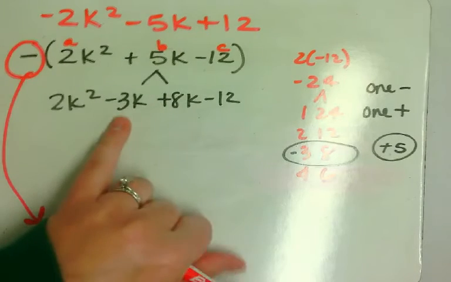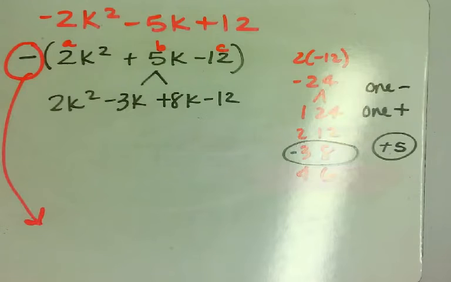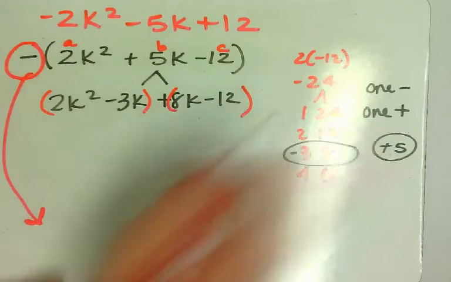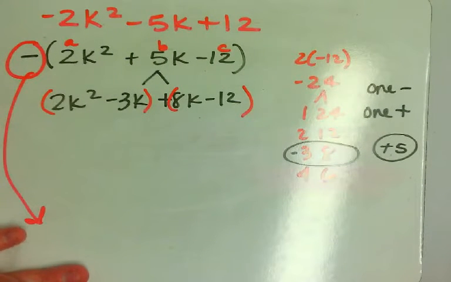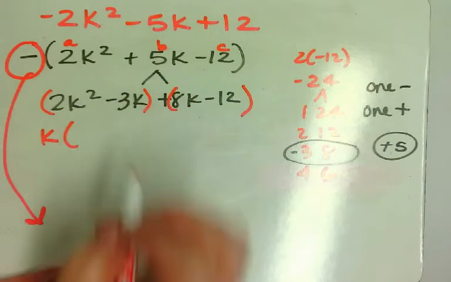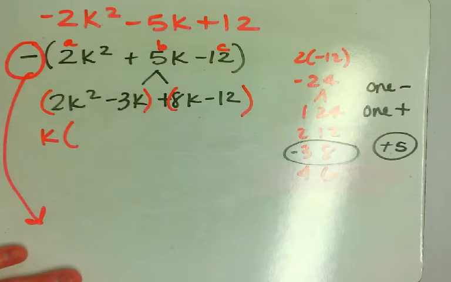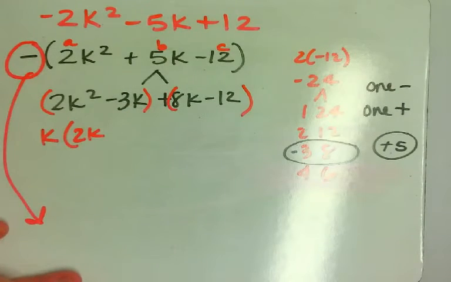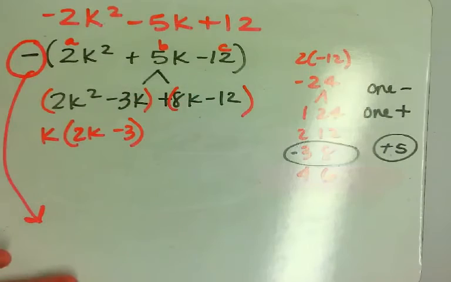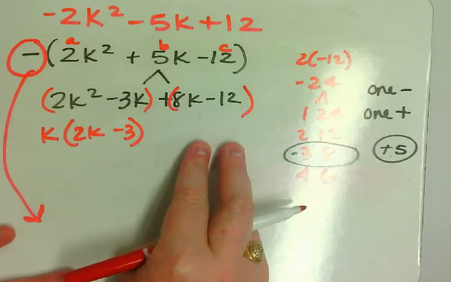So I split the middle. I can check. They add up to that 5. So my next step would be to do what? I'm going to group them. I'm going to add in my parentheses. And I'm going to look at the first set. What does that binomial have in common? A k. That's it. Just a k. K times what is 2k squared? 2k. And k times what is negative 3k? Negative 3. Now, if I'm doing this correctly, over here, I will have 2k minus 3, right?